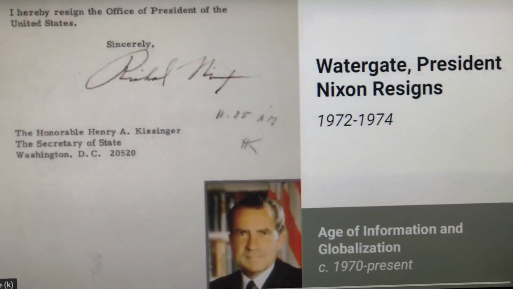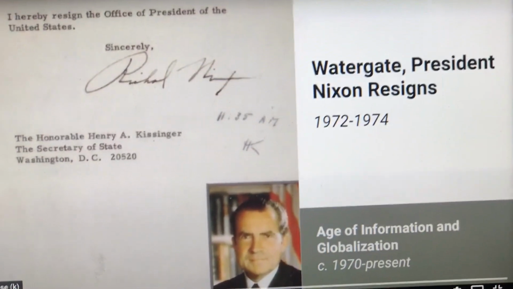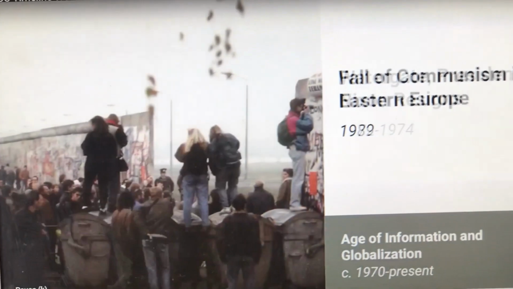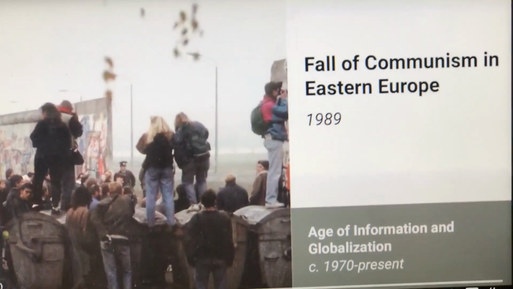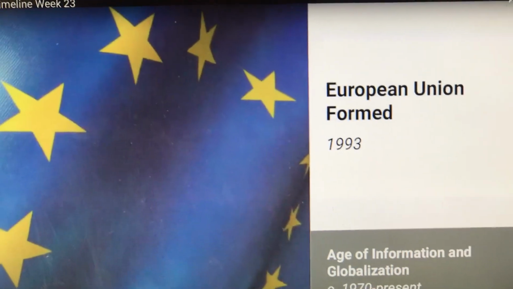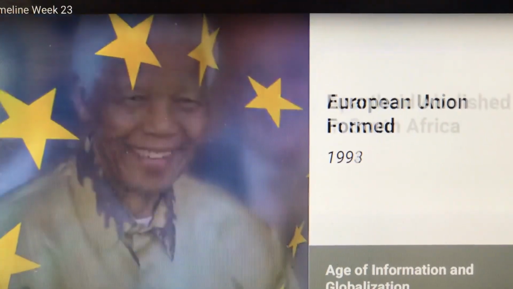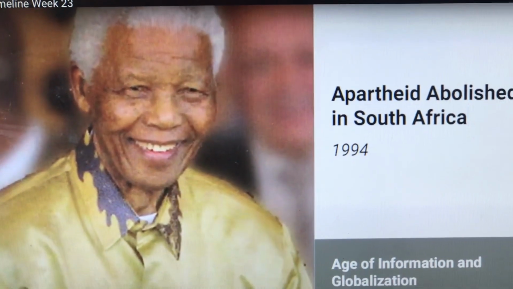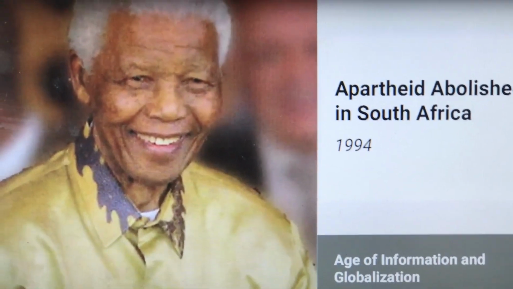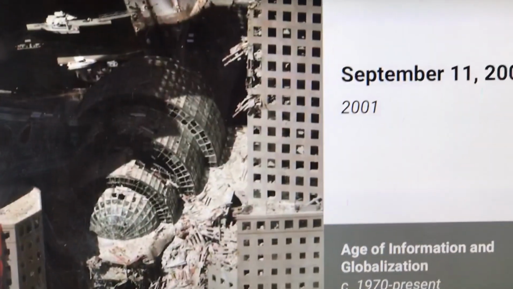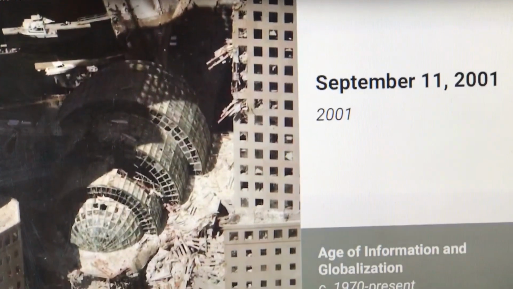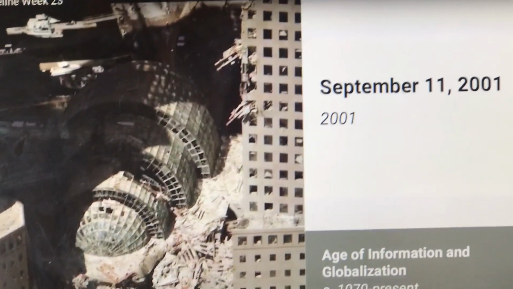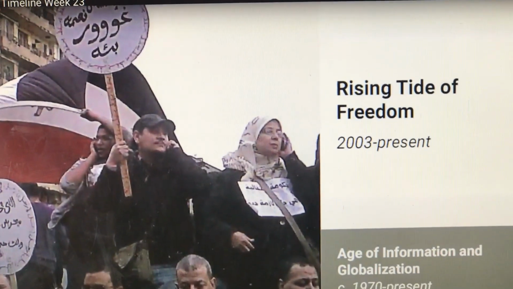Watergate, President Nixon resigns. Fall of communism in Eastern Europe. European Union formed. Apartheid abolished in South Africa. September 11, 2001. Our fellow citizens. Rising tide of freedom.